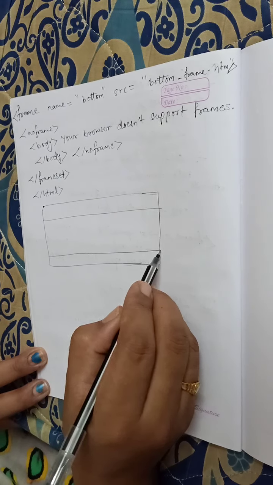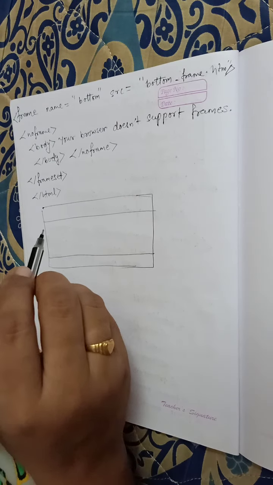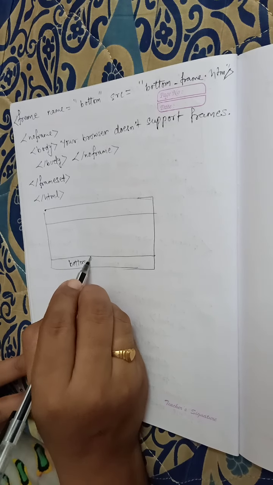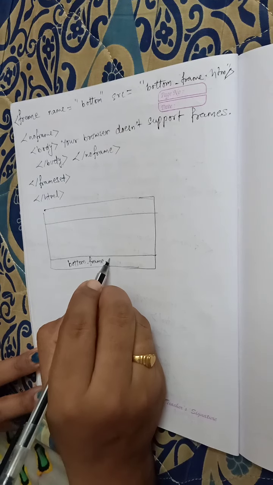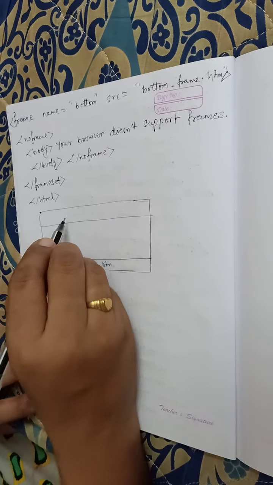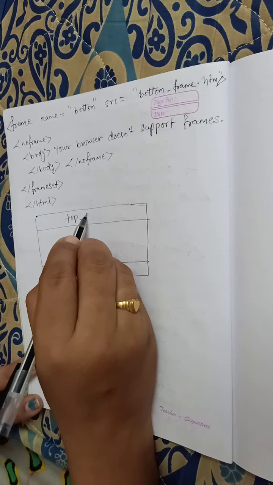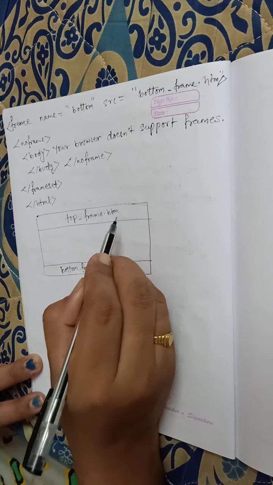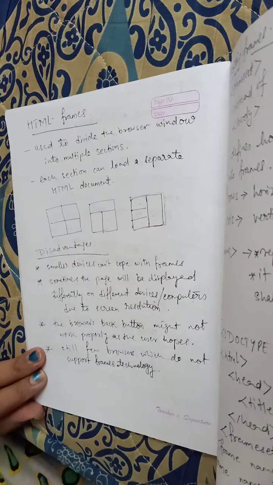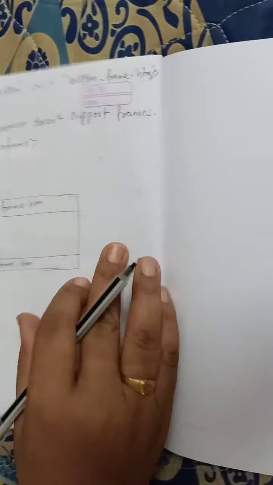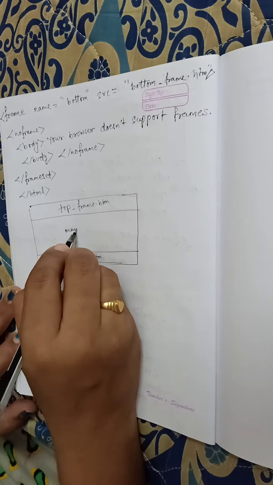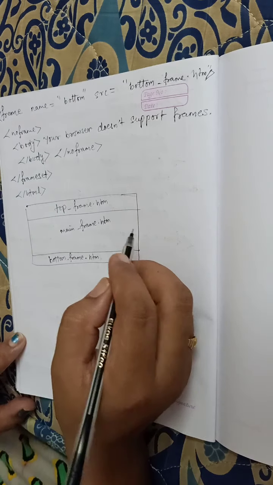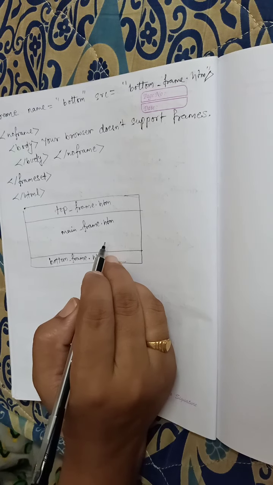10%. Suppose this is 10%, the rest is 80%. So this will display the contents of bottom_frame.htm. This will display top_frame.htm. I mean this file's contents will be displayed here. Okay. Similarly, the other one was main_frame. So in this frame, the contents of main_frame.htm will be displayed.